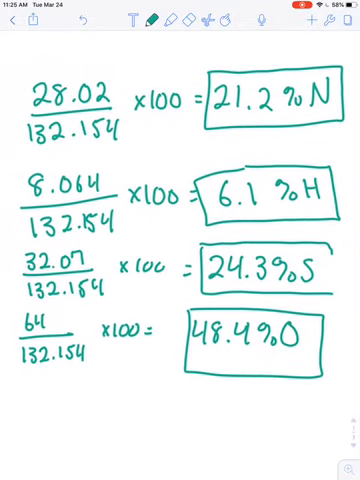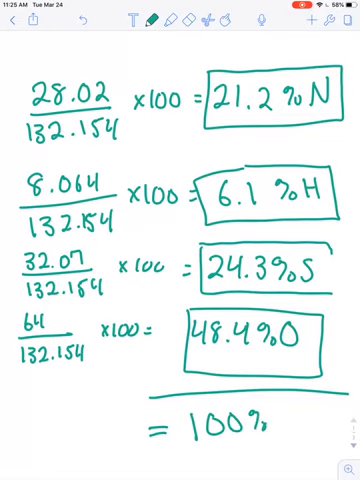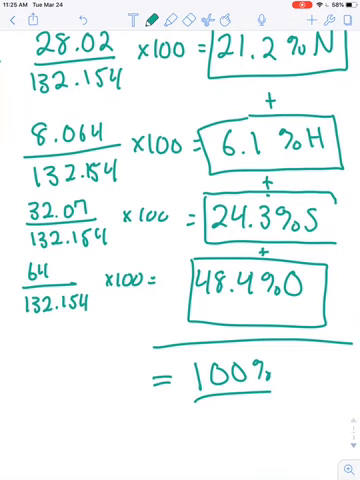So what we have now is 4 percentages. Those all 4 would be our answers, and we can double check and make sure that these equal 100%. Remember, percentages should always add up to equal 100. So if I add 21.2 plus 6.1 plus 24.3 plus 48.4, that does give me 100%.